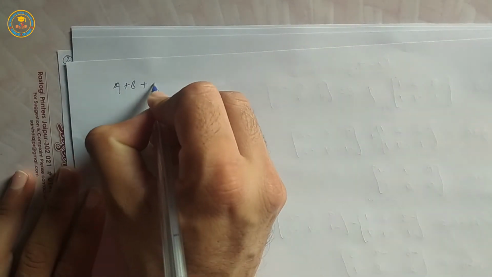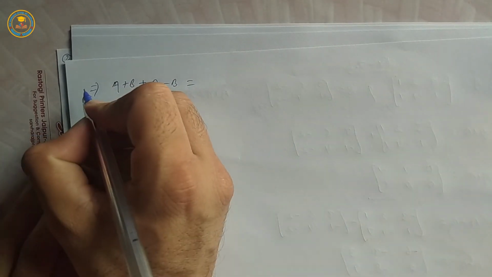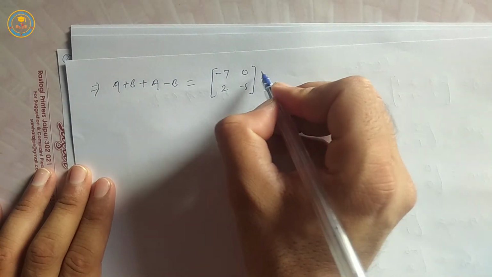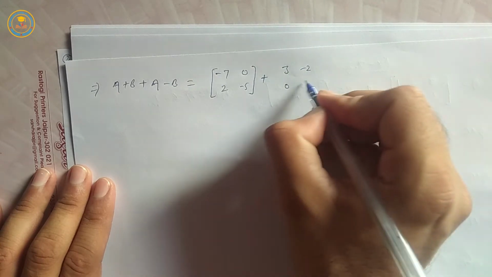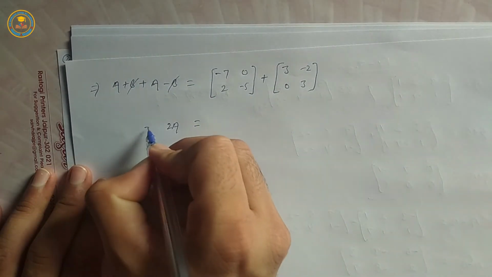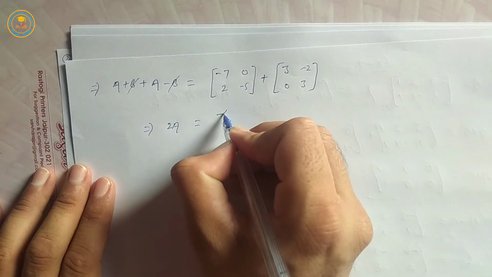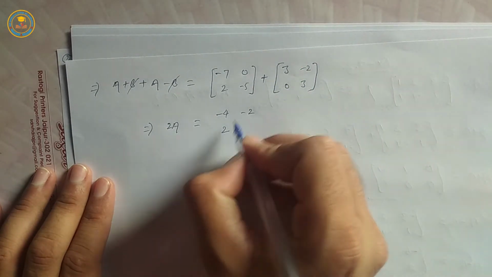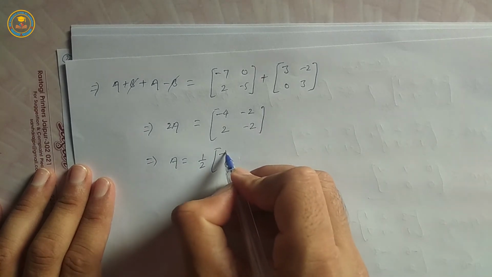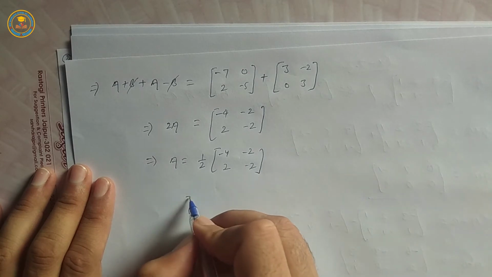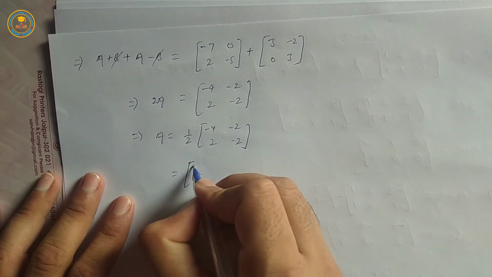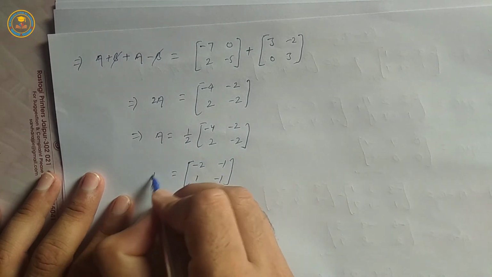A plus B plus A minus B is equal to -7 0 2 -5 plus 3 -2 0 3 is equal to, B cancels out, 2A is equal to -7 plus 3 is -4, 0 plus -2 is -2, 2 plus 0 is 2, -5 plus 3 is -2, implies A is equal to 1 by 2 into -4 -2 2 -2. 1 by 2 into -4, 1 by 2 into -2, 1 by 2 into 2, 1 by 2 into -2. It means -2 -1 1 -1 is matrix A.